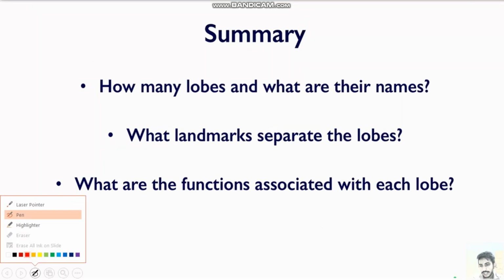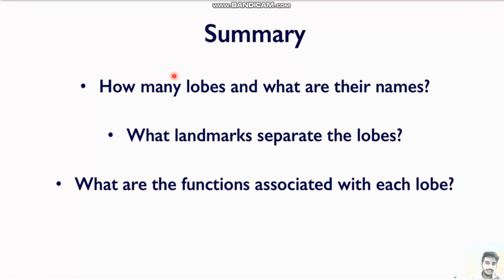What I want you to take from this lecture is that you must be able to tell how many lobes there are, what their names are, what their boundaries and demarcations are, what separates these lobes, and of course you must know the functions of these lobes. So basically this is a basic lecture. I am just trying to build up a foundation for neuroanatomy. When we're done with this, we'll dive deep into this. So thank you very much.